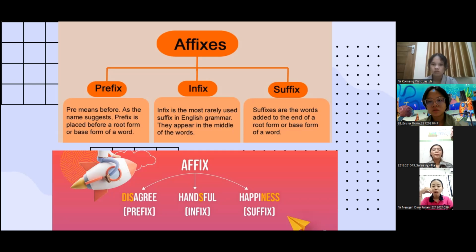And then the suffix. Suffixes are added to the end of the root form or base form of the word. You can see the example: happiness. In the word happiness, there is the syllable s. So this syllable is a suffix. Next.